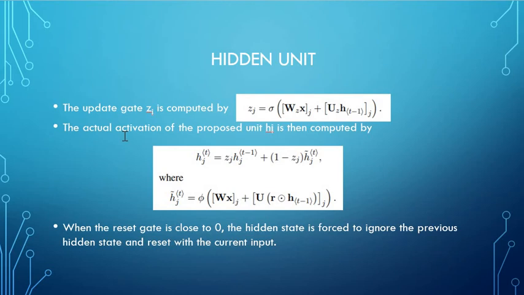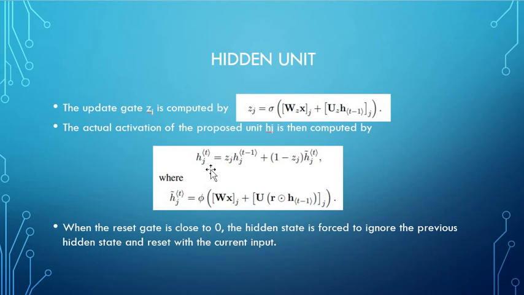The update gate z_j is computed by this formula, and the actual activation of the proposed unit h_j is computed by this. In this formulation, when the reset gate is close to 0, the hidden state is forced to ignore the previous hidden state and reset with the current input.